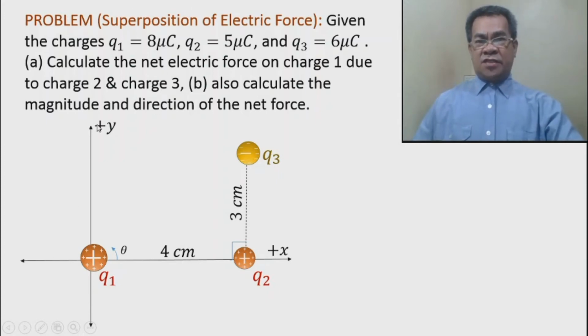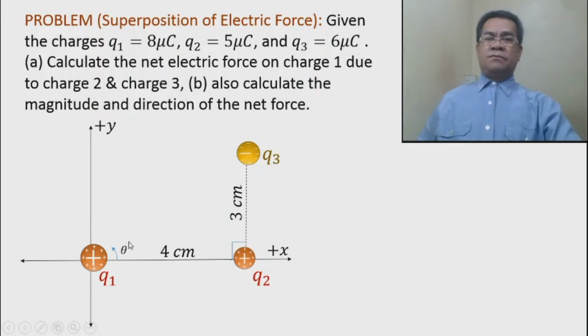The problem says, given charge 1 at the origin is 8 microcoulomb, charge 2 is 5 microcoulomb, charge 3 is 6 microcoulomb. Letter A, calculate the net force. Net force means a vector, and the net force is the vector sum. It is not an algebraic sum because force is a vector quantity. Calculate the net force on charge 1 due to charge 2 and 3. So we are focused on the force at the origin.